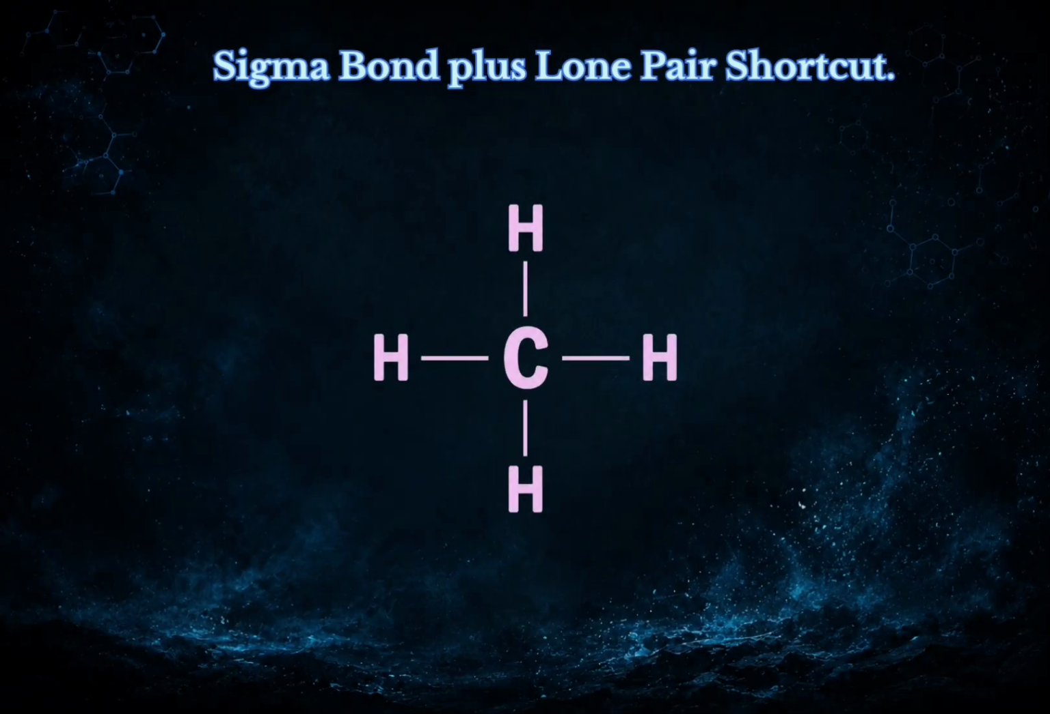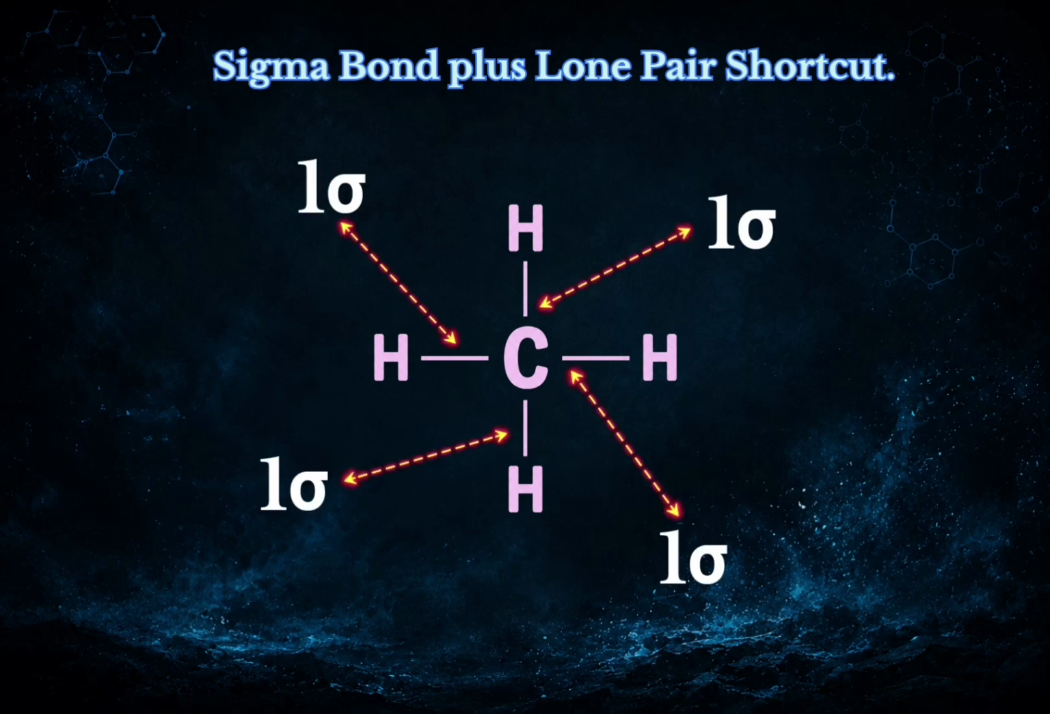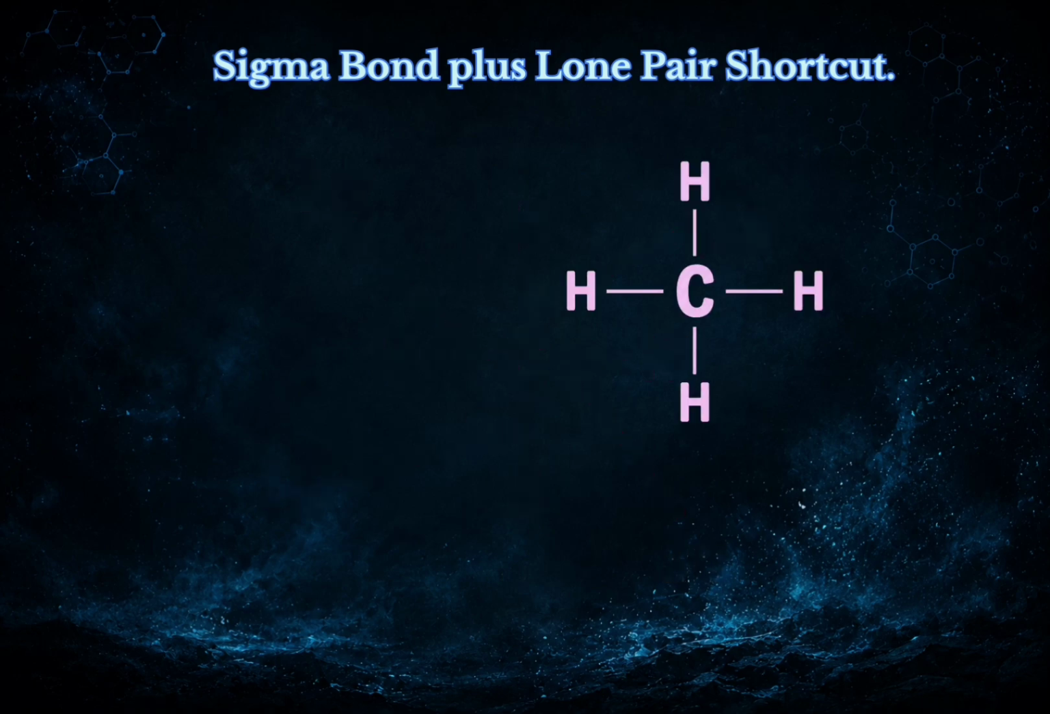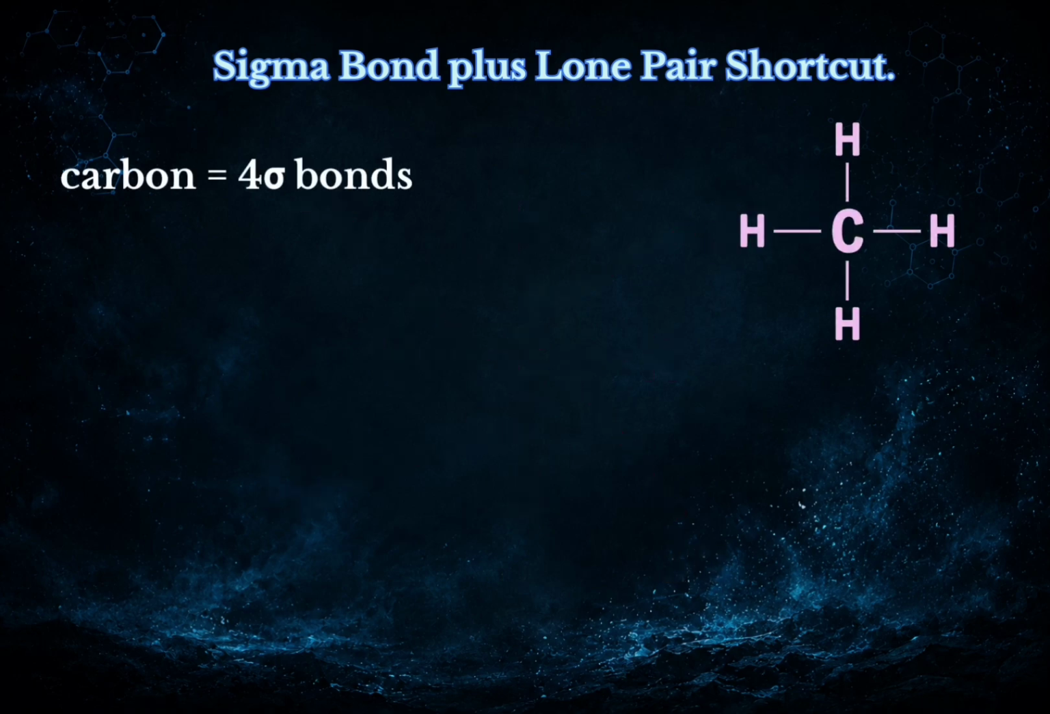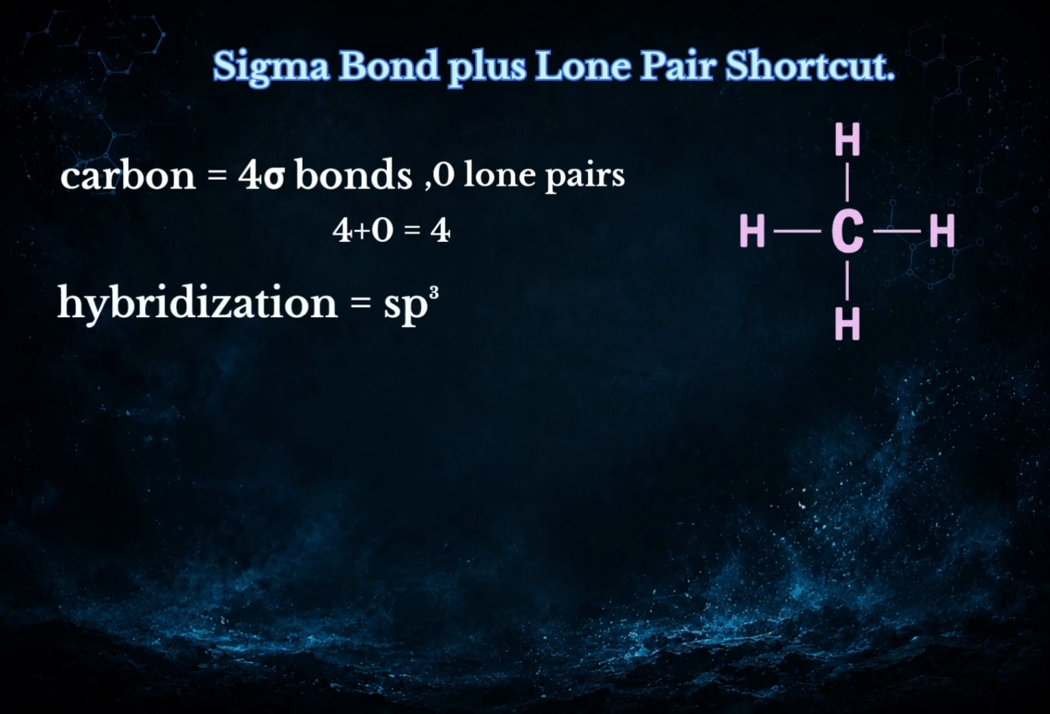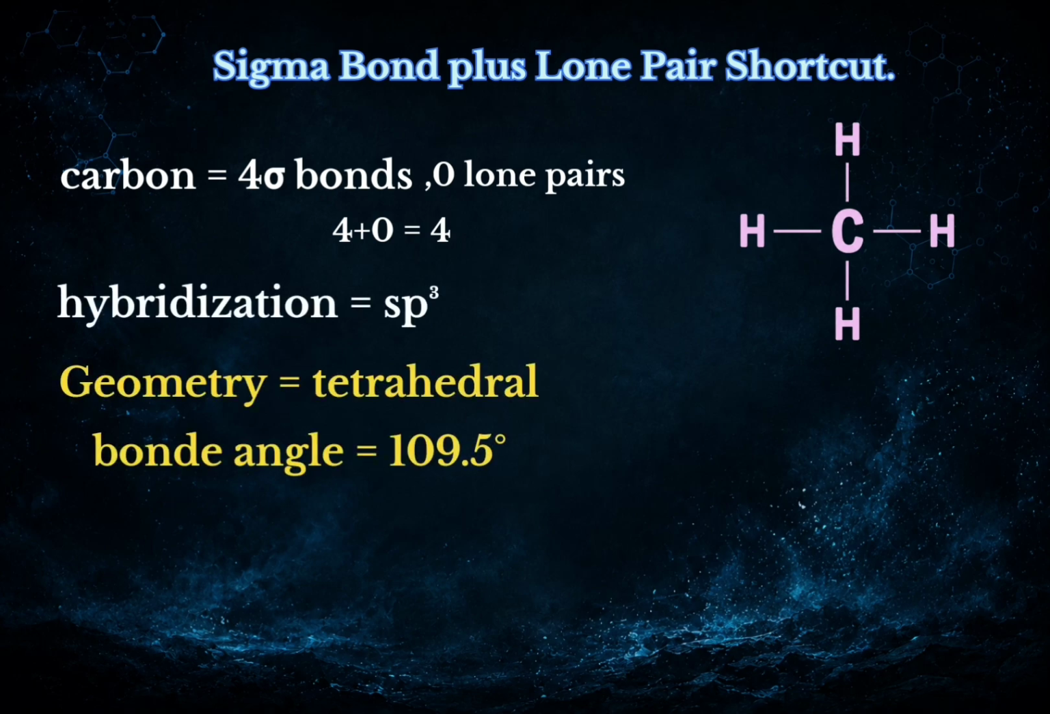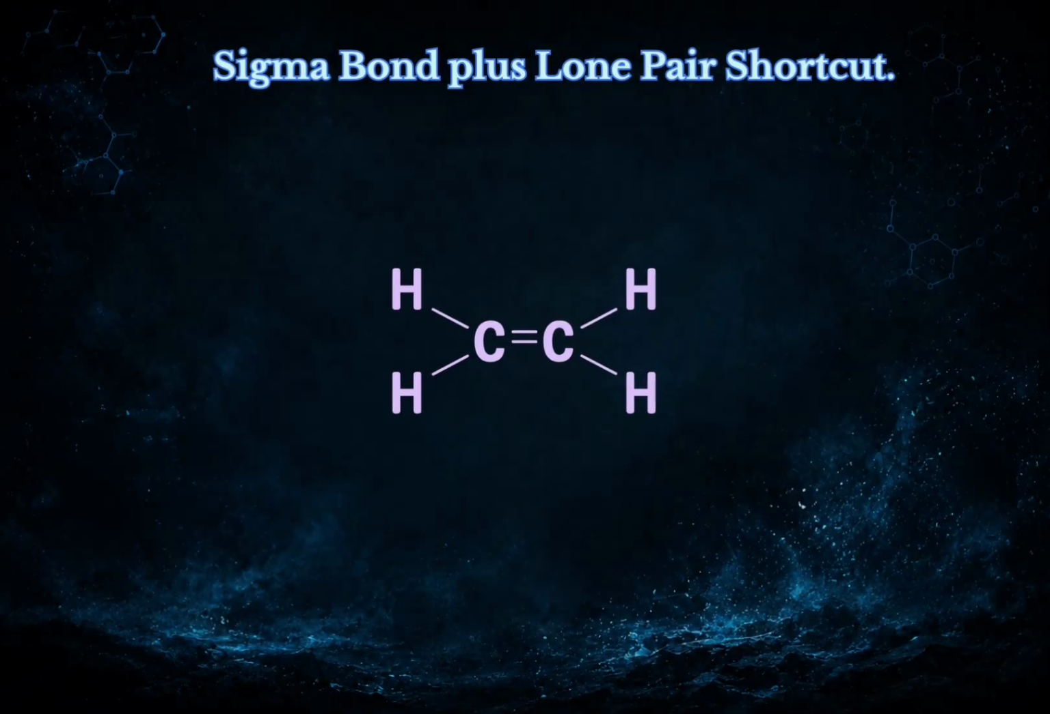First, methane, CH4. Focus only on the central carbon atom. Carbon forms 4 single bonds with 4 hydrogen atoms. Each single bond contains one sigma bond. So carbon has 4 sigma bonds and 0 lone pairs. 4 plus 0 equals 4. A steric number of 4 means the hybridization is sp3, its geometry is tetrahedral, with a bond angle of approximately 109.5 degrees. Now let's move to the next molecule.